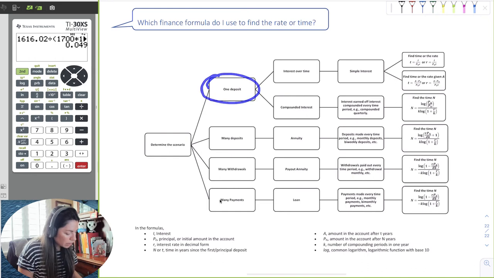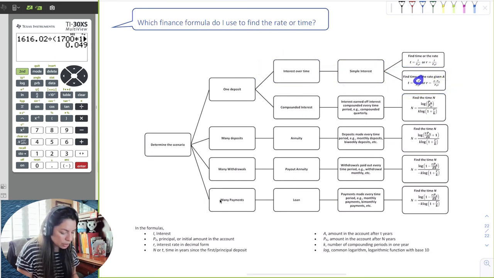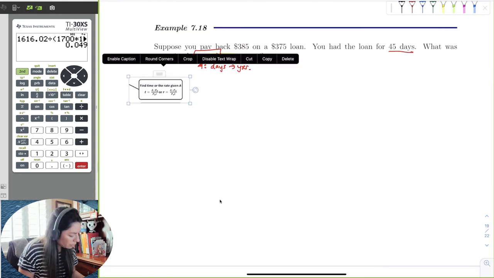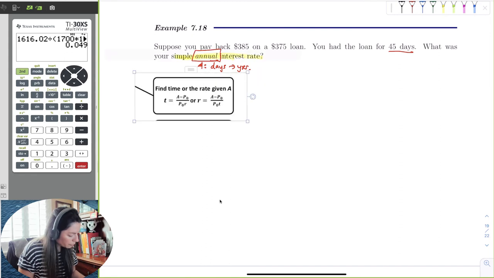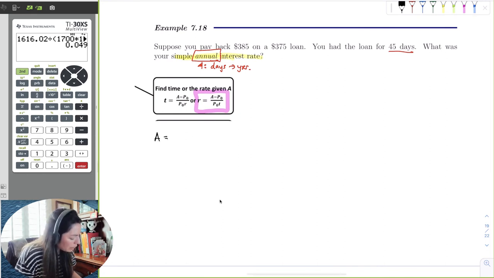So one deposit over time, simple interest. Finding for an ending amount and a beginning amount, we would use that. Since we're looking for interest, we're going to go ahead and use this formula here. Our ending amount was given to be 385, and the original amount on the loan was 375.